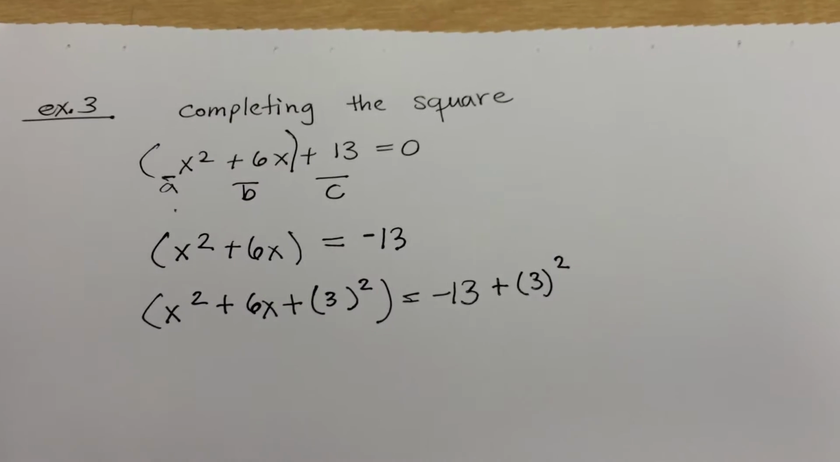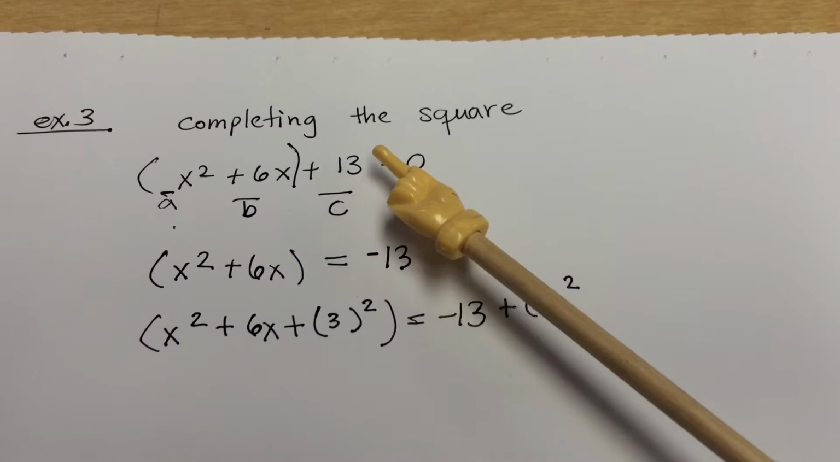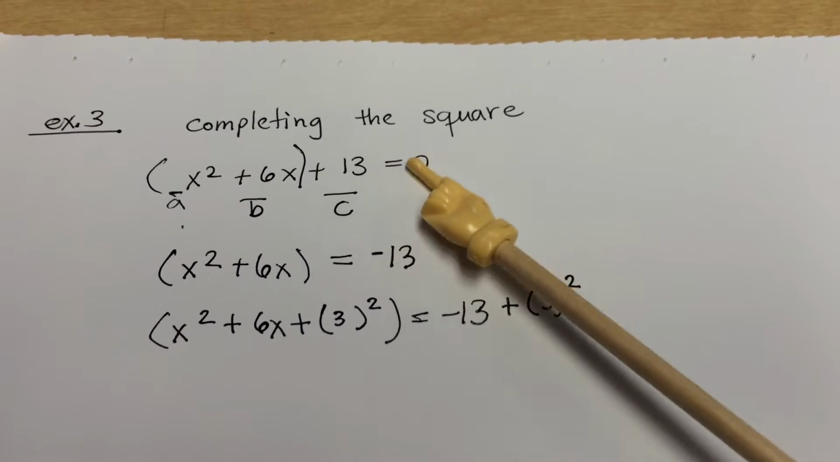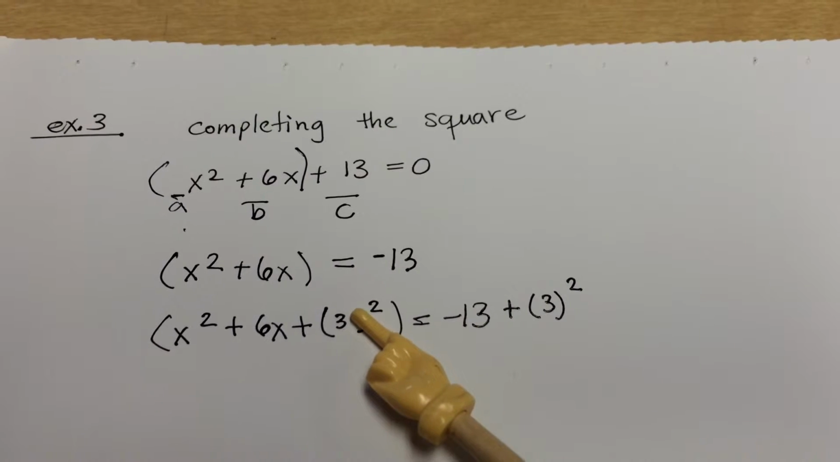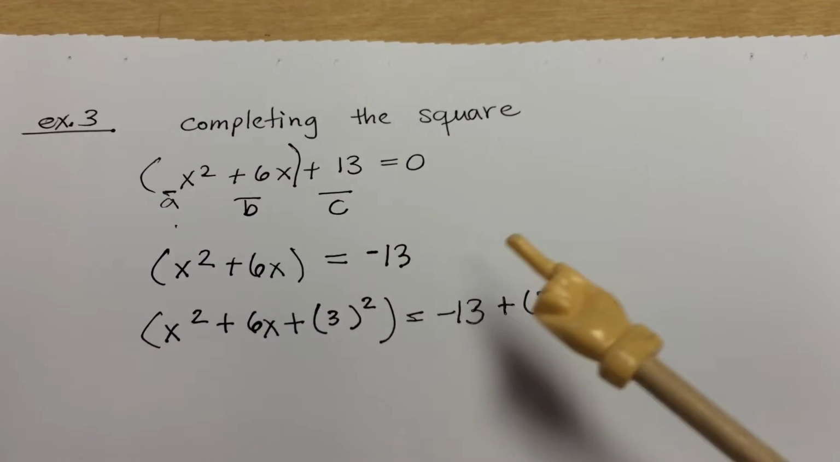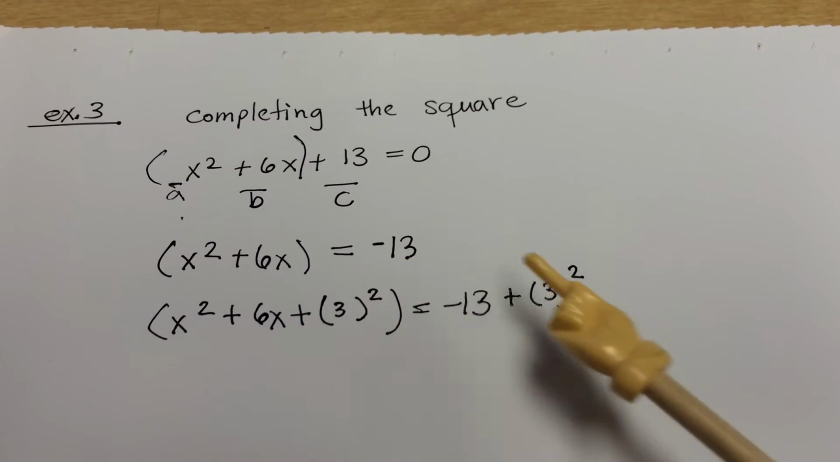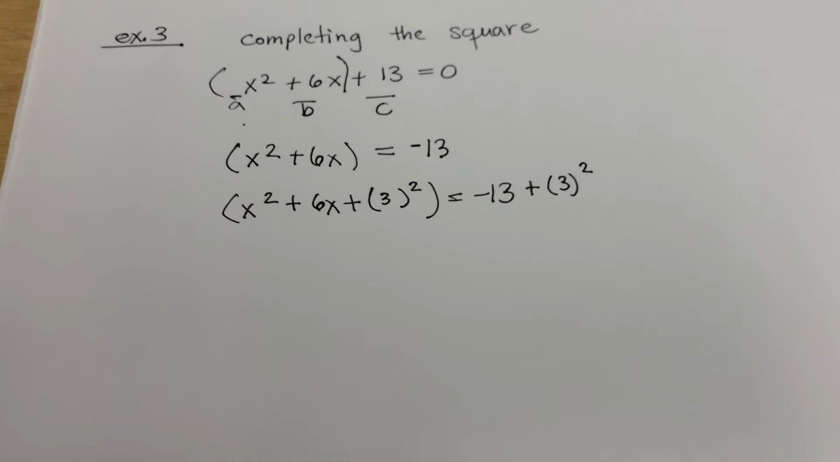Okay? Now, there's another way. If you left the 13 on this side, then you would do minus the 3 squared, just because you have to balance it and cancel this out. But if you bring the c over to the other side of the equal sign, then you're going to add it, because you need to add on both sides of the equal sign, just like when we do algebra. Okay? So now let's go into perfect square.